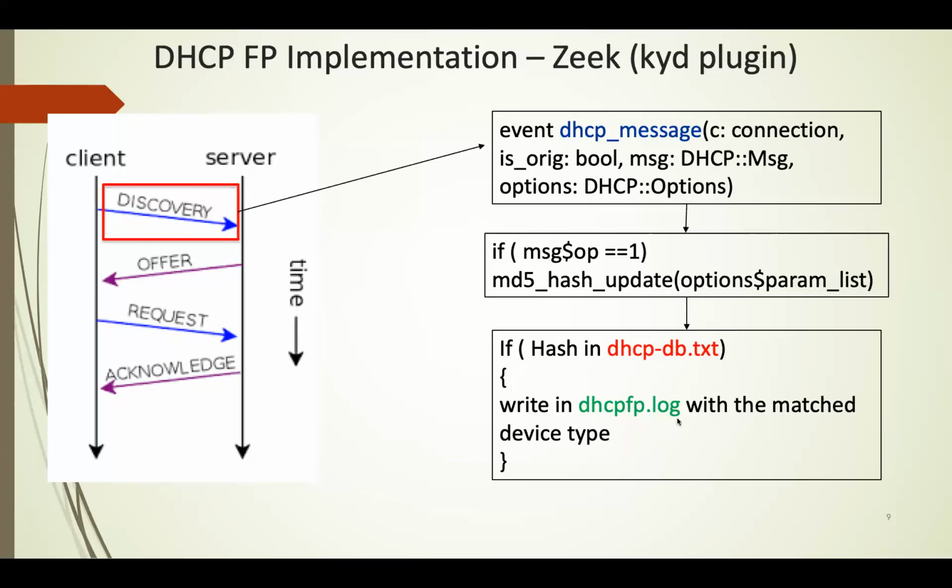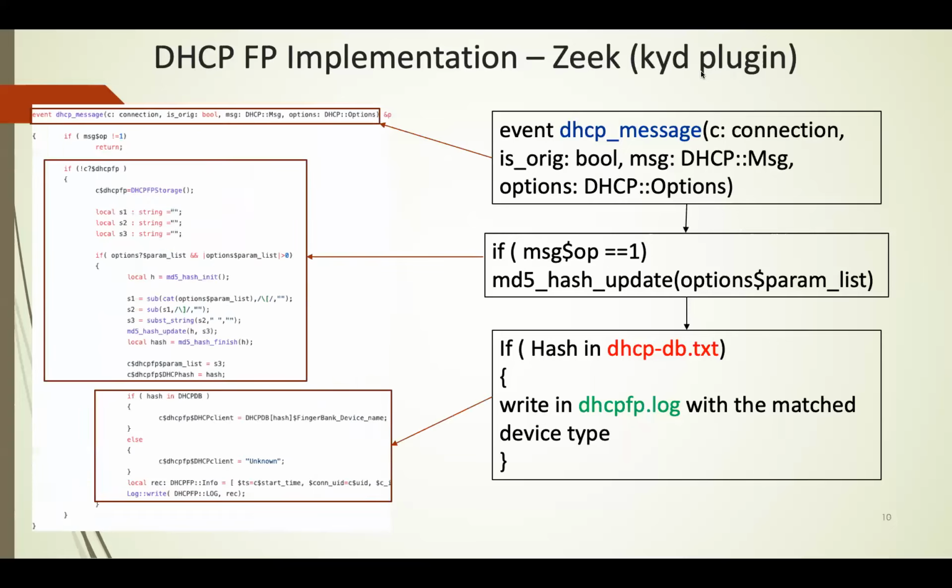So this is a very high-level view of what the KYD plugin does, or what the KYD script does. Here is the actual implementation. This is the script. This is the event in the script that we have handled, the DHCP message event. I apologize if the font is too small to read, but the slides will be available after the talk, so you can go over the slides and ask the questions later on if you can't figure out what's going on.